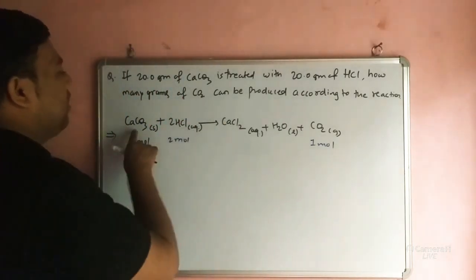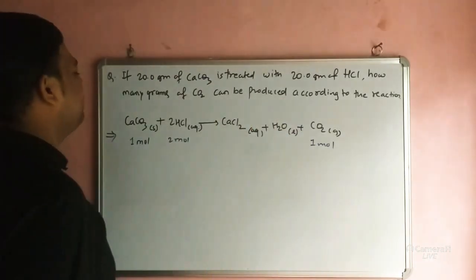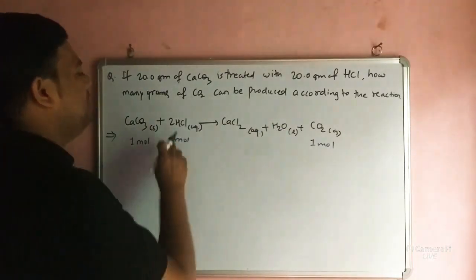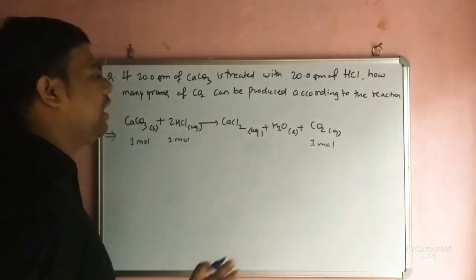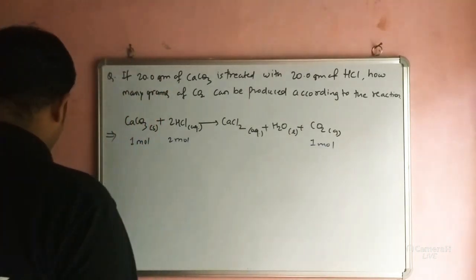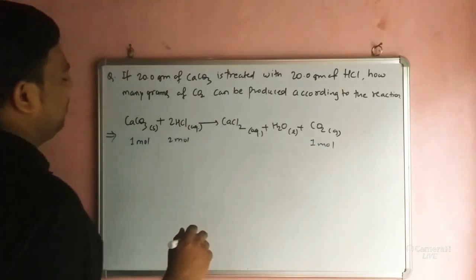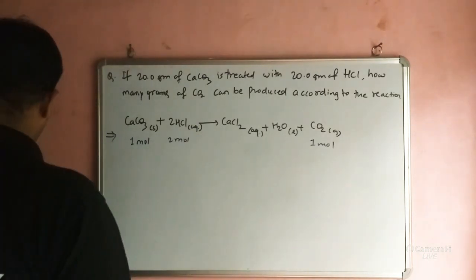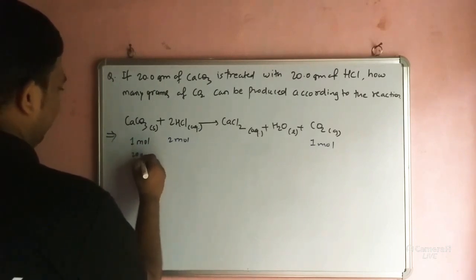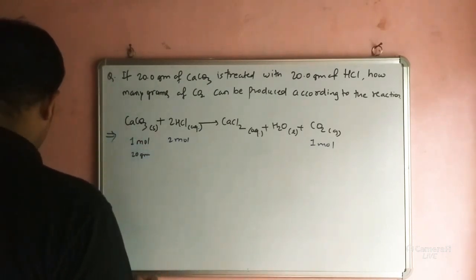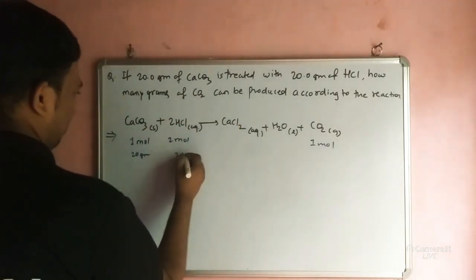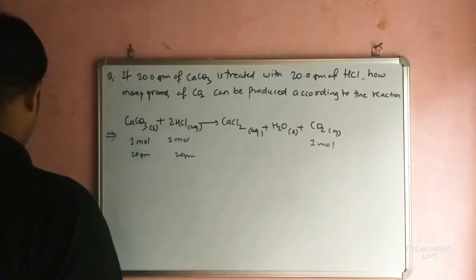1 Ca, carbon, yes, one carbon. O3, yes, O3. Two hydrogen. 2Cl, yes, here also 2Cl. Means our reaction is balanced. Now see here. Now after that, here you must know what they gave. 20 gram they gave here, and still also they gave 20 gram. Both are 20 gram.